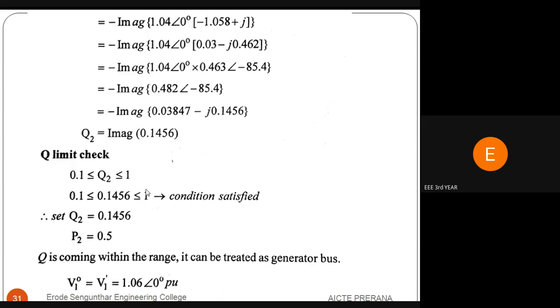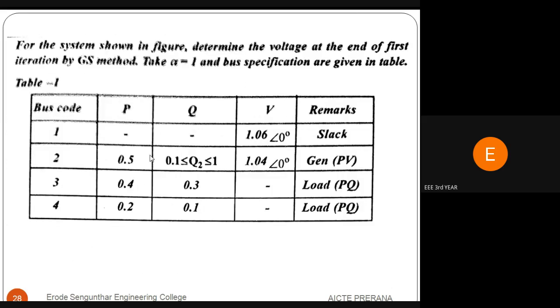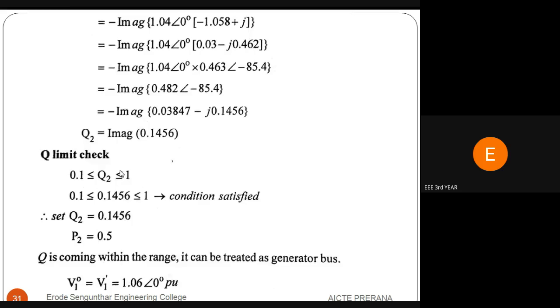After finding Q, in a PV generator bus the P value is given. You can see here that the P value is 0.5. So if we calculate Q, we can substitute the P value, and we can find out Q as well as P. After finding Q and P, we have to find the new voltage values. For the slack bus, the voltage is always the same throughout the system, so V1 new is nothing but 1.06 at an angle 0. We have to calculate the three new voltages V2, V3 and V4.